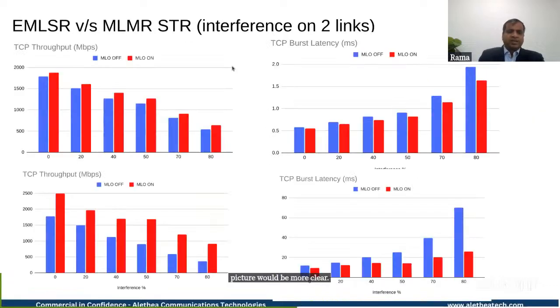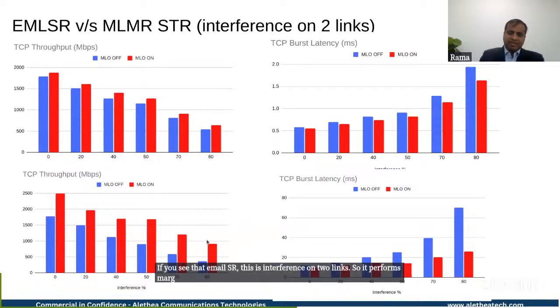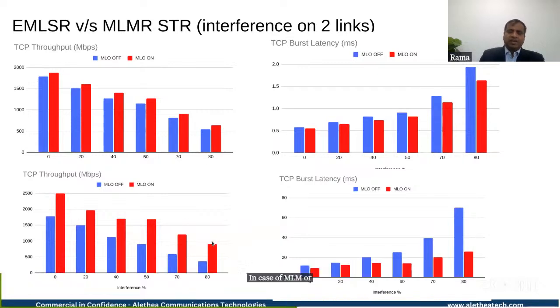So I do have the EMLSR case here, and I have the MLMR STR case here. If you see that EMLSR, this is interference on two links, so it performs marginally better, whereas in case of MLMR STR, it is really, really different. It performs really well. Again, for interference on one link, EMLSR did really do well, and it was almost close to the MLMR STR performance. But with two links, it seems that the MLMR STR performance is way better than the EMLSR performance.